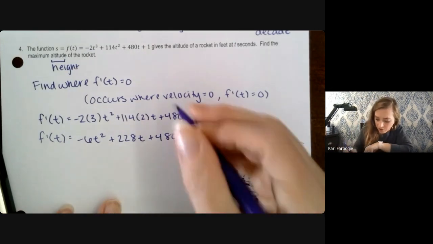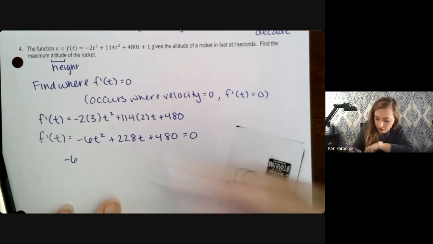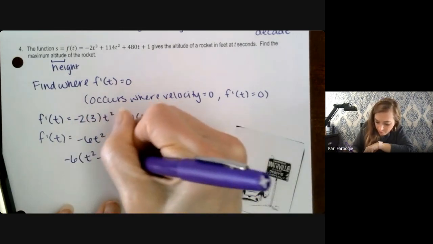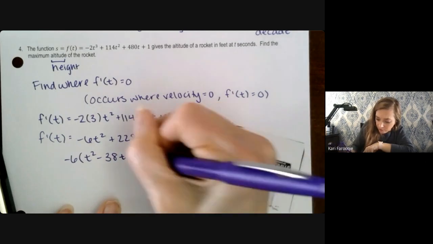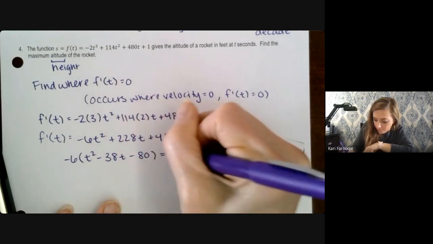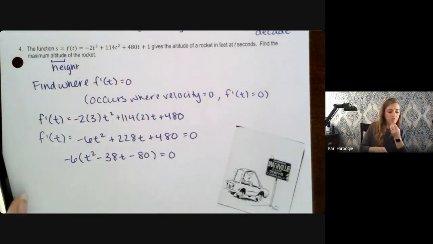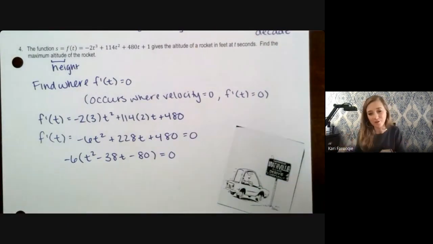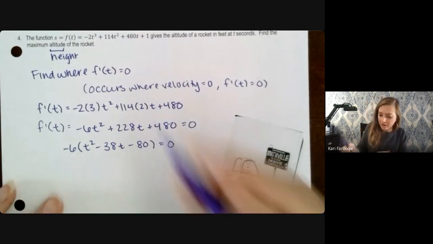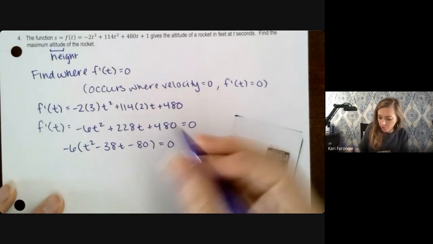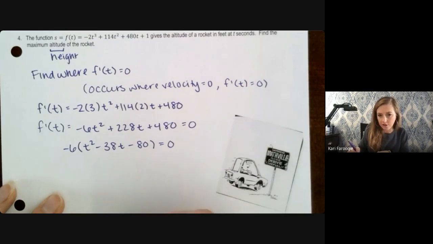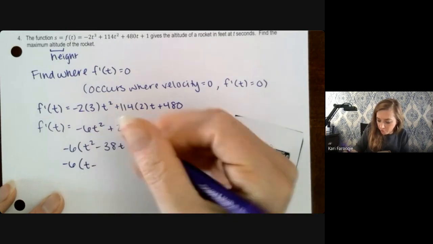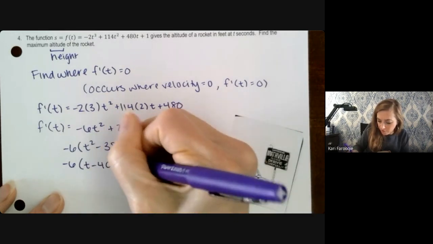So let's solve this equation. I'm going to take out the GCF of negative 6, and that leaves me with t squared minus 38t minus 80 equals 0. And then we'll factor this. If you can factor it, just factor it. It makes your life so much easier. I'm looking for two numbers that multiply to give me negative 80 and add to give me negative 38. So that will be negative 40 and positive 2.